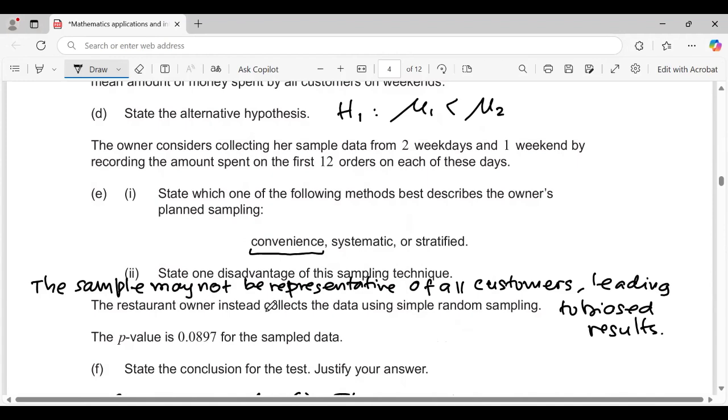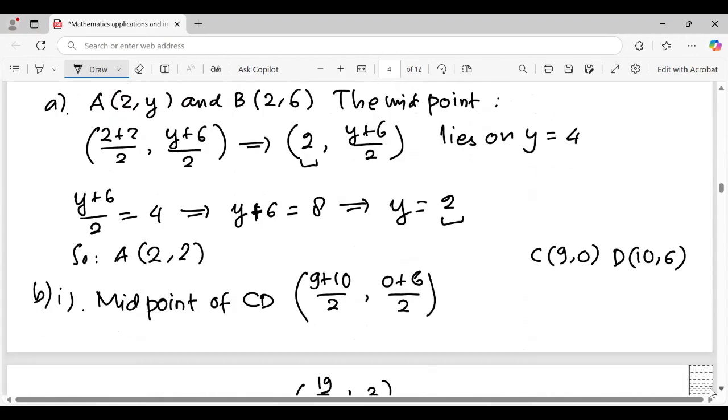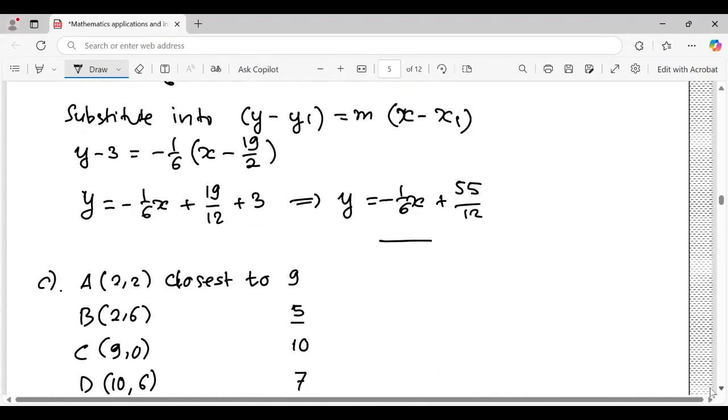The restaurant owner instead collects the data using simple random sampling. The p-value is 0.0897 for the sample data. State the conclusion for the test. Justify your answer. Okay, part F.